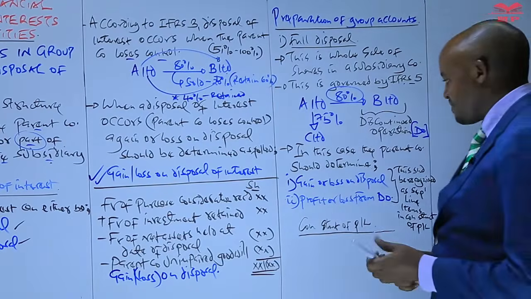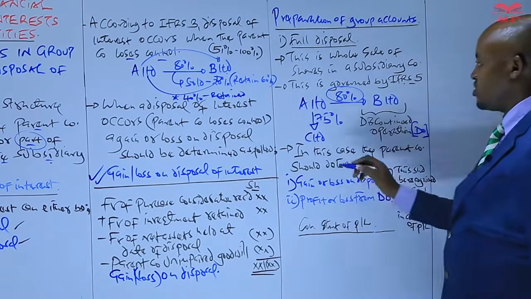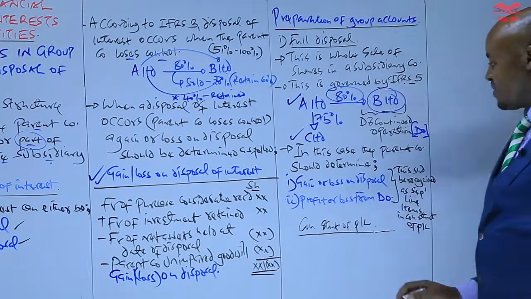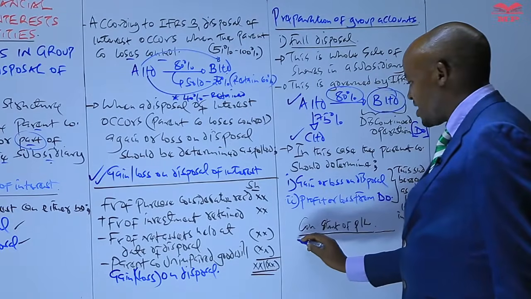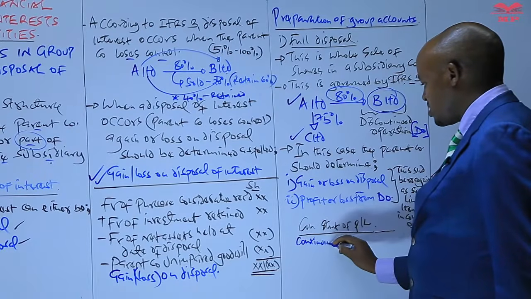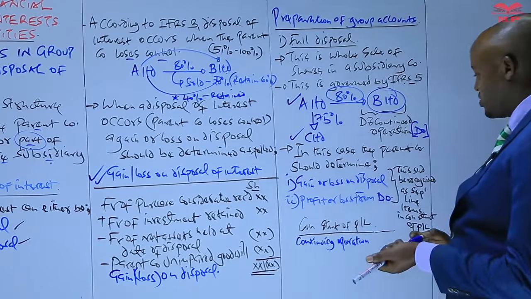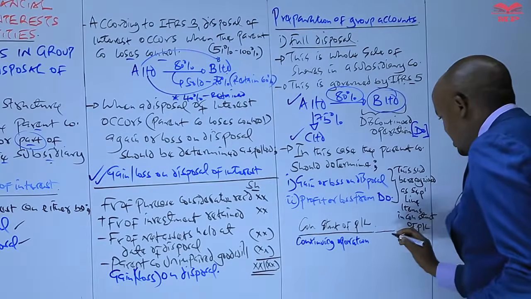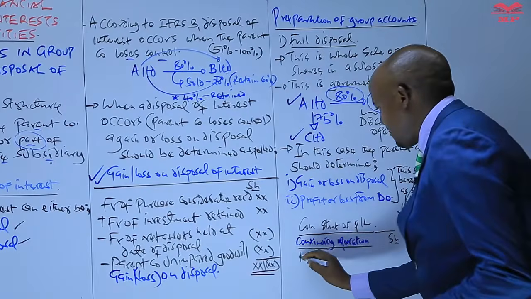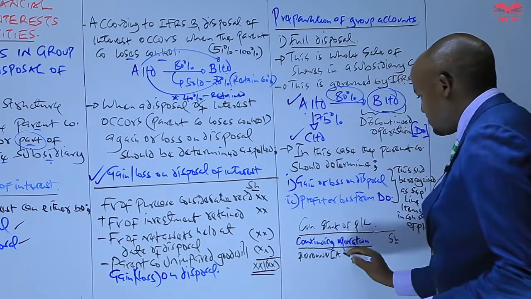the parent company should first of all determine the profit or loss from the continuing operations. The continuing operations will be the parent company and C, because this one is a discontinued operation. So therefore, the parent company should determine the profit or loss from continuing operations. Continuing operations include A and C. And for the parent company to do that, in this case, we take the revenue of A, plus the revenue of C.